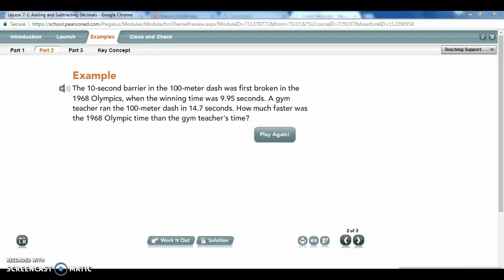So we're going to follow our steps and solve this problem as well. What we want to do is take this larger number of 14.7 seconds and subtract 9 and 95 hundredths of a second. Finding the difference will tell us how much faster the 1968 Olympic time was than the gym teacher's time. So 14.7. We're subtracting.